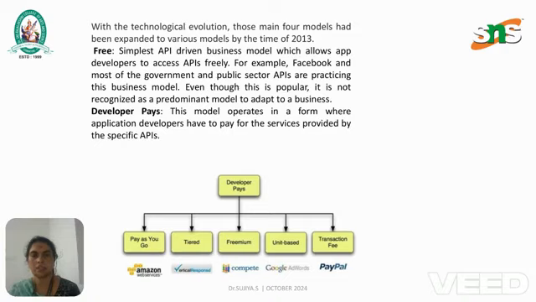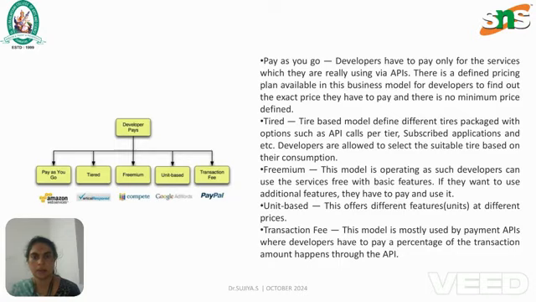Next is developers pay. This model operates in a form where application developers have to pay for the service provided by the specific API. Here, the developer pays pay as you go, as the developer has to pay only for the services which they are really using via an API, and there is a defined pricing plan available in this business model for developers to find out the exact price they have to pay, and there is no minimum price defined.